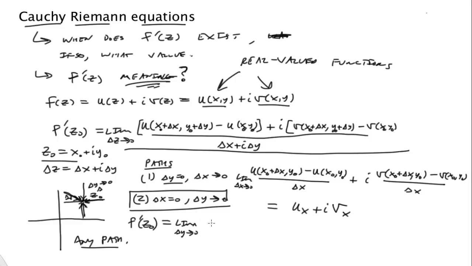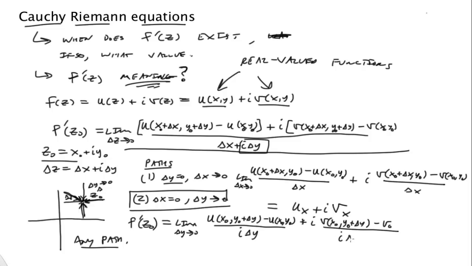And now we're going to plug in i delta y everywhere, and that's going to be u(x naught, y naught plus delta y) minus u(x naught, y naught), and then a plus i, and that's all going to be over what we have here, which is i delta y, okay? Likewise, we have here a v(x naught, y naught plus delta y) minus, I'll just call that v naught to save ourselves some writing. And then that becomes an i delta y in the bottom.